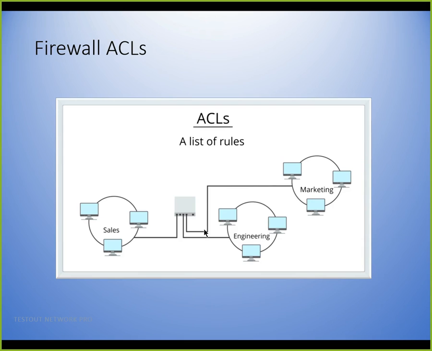We throw in the access control list a list of rules, a list of what can happen to data on that particular interface. And this says to engineering, we can permit or deny whatever we want to do. The thing that you really do have to be careful of is where you apply it in some instances.